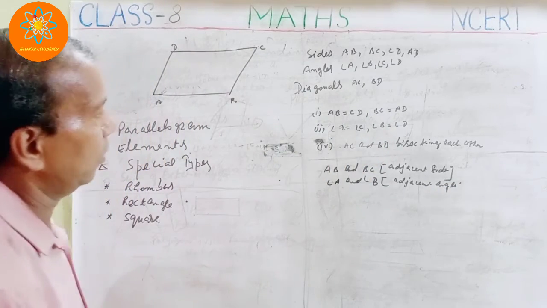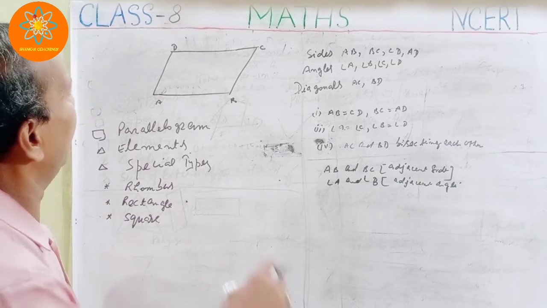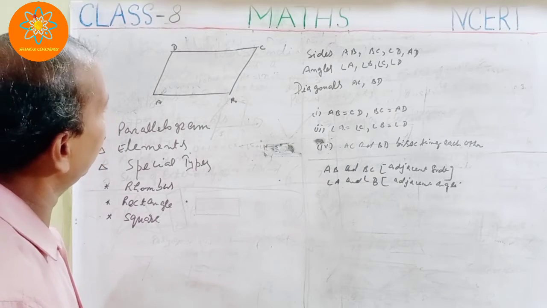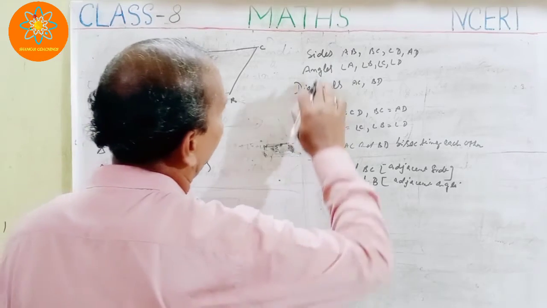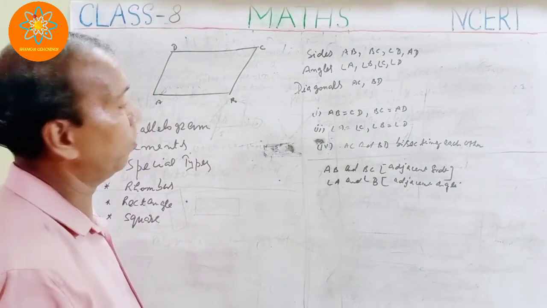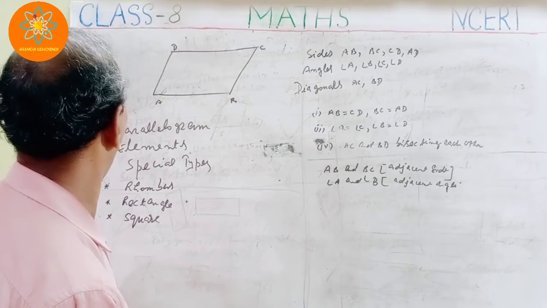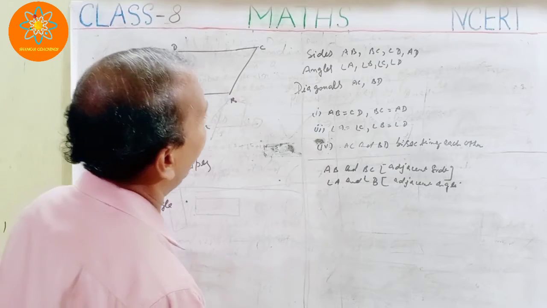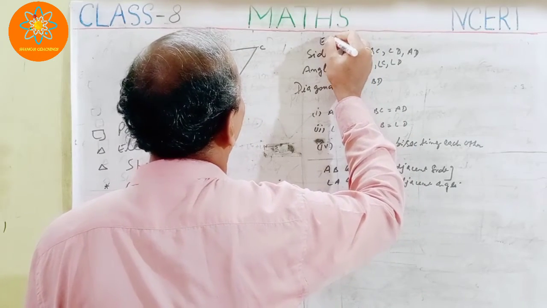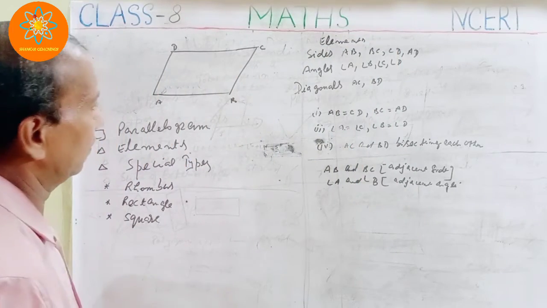So, in brief, you can say the elements of a parallelogram are nothing but sides, angles, and diagonals. And I have also written here a few properties of this parallelogram. So these all are the elements.